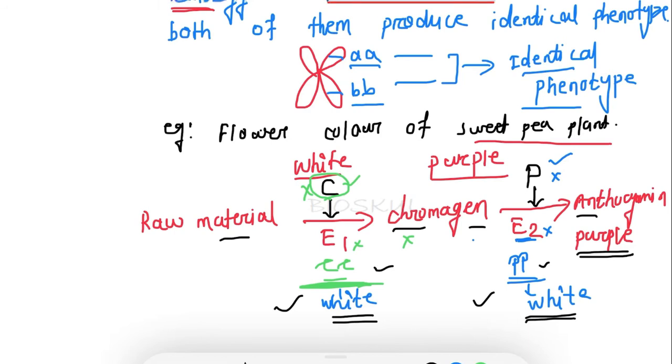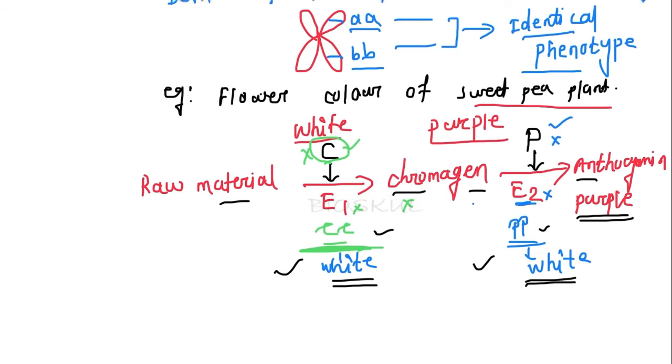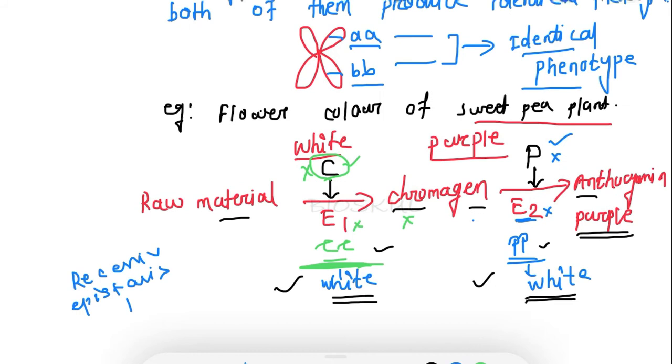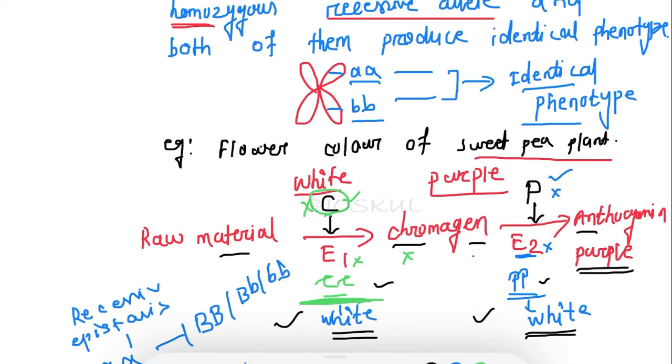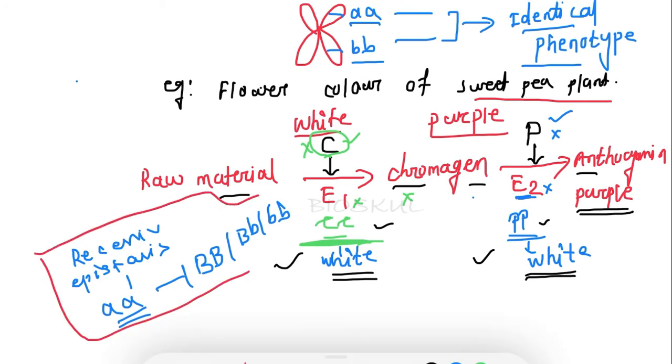Now we will understand why it is called duplicate recessive epistasis. Epistasis means to stop. In recessive epistasis, we have studied that the recessive form of the epistatic gene, let's say small a, stops or masks the expression of the hypostatic gene, right? That's why it is called recessive epistasis. Here it is called double recessive epistasis.